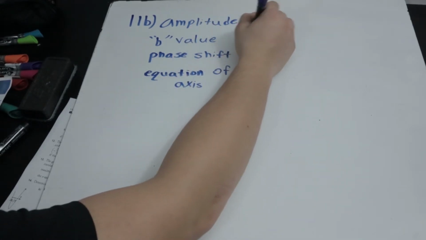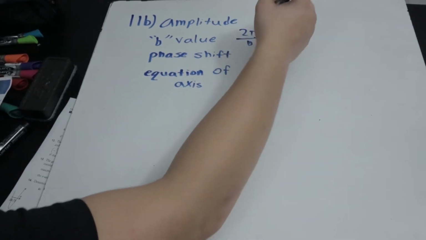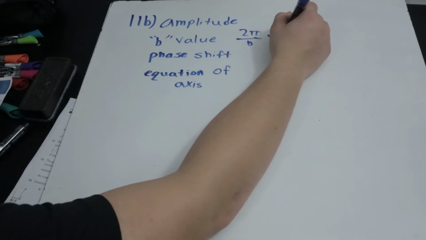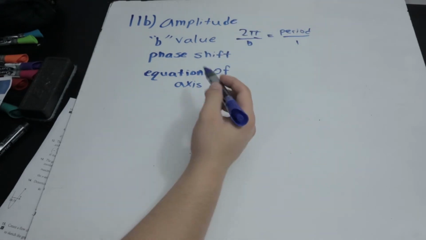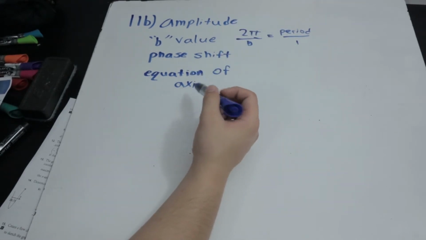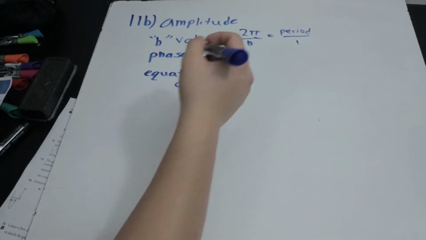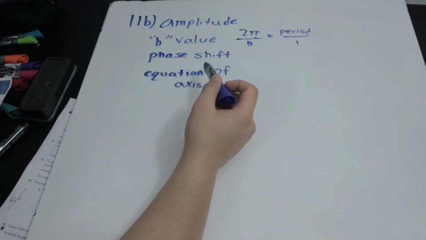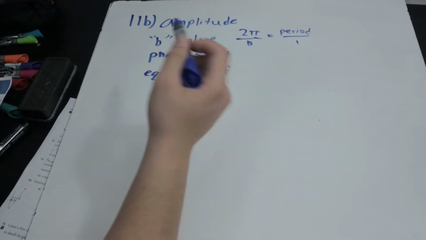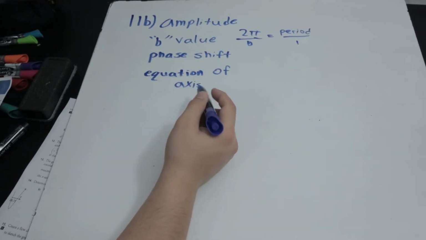So it'd be 2 pi over b equals the period over 1. So we just cross multiply, and then we can isolate for b. The phase shift, as I said before, we can determine by looking at the graph, and the equation of axis we already know.